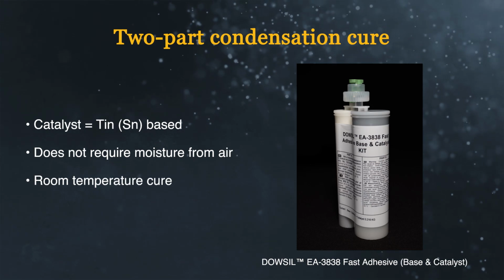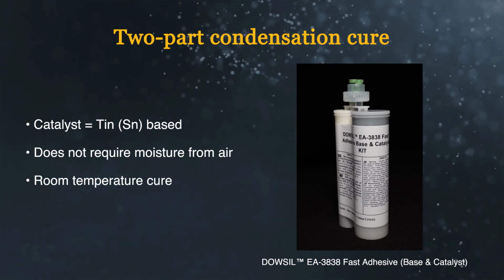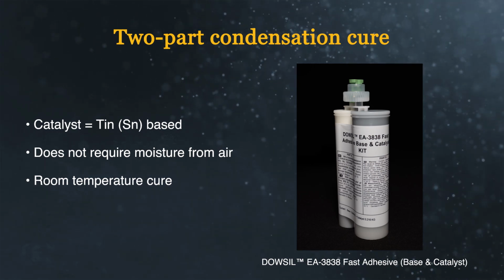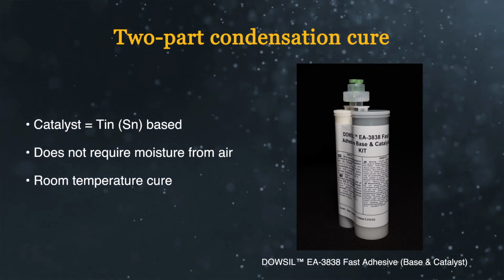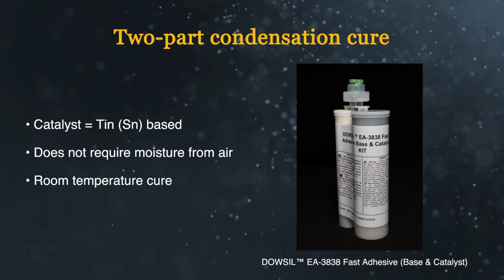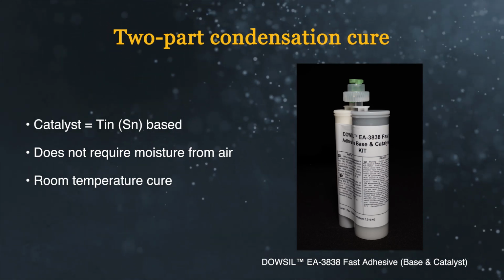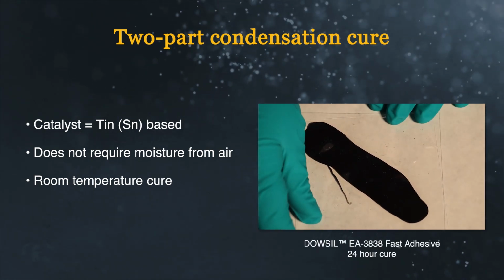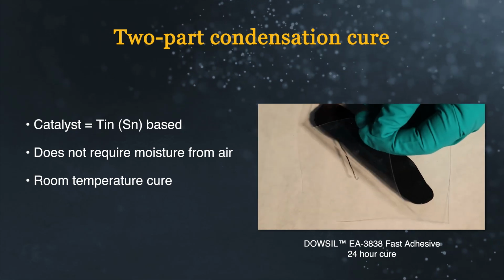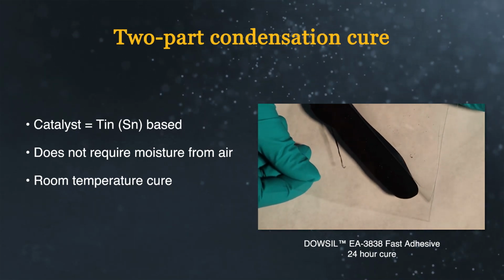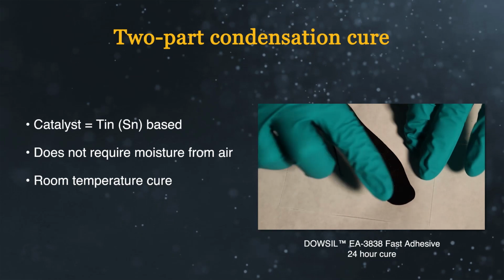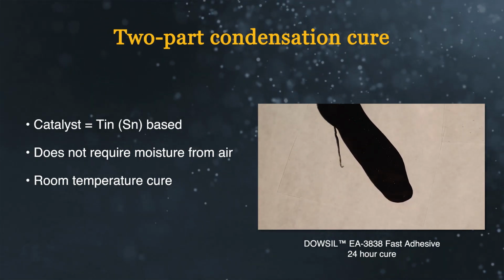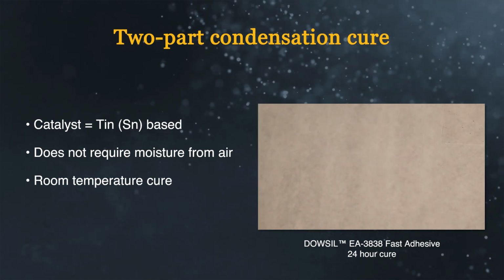The second cure type we will discuss is two-part condensation cure, sometimes referred to as tin cure, due to the organotin-based cure catalyst used in these products. These are typically supplied in mixed ratios of 10 parts of base to 1 part of catalyst. Tin cure products do not need exposure to moisture in the air and are designed to cure at room temperature at any depth and any level of confinement. Silicones have an extremely low cure exotherm, so large volumes of tin cure silicones can be cured with no danger of overheating.